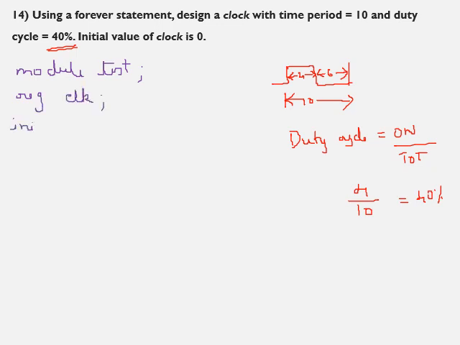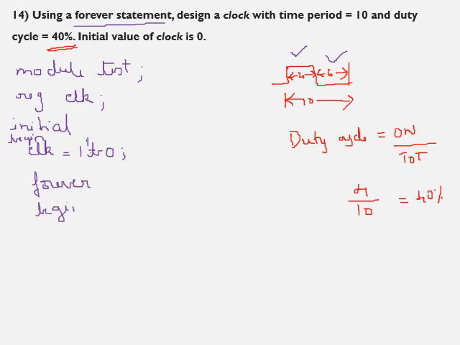Now initial. Inside the initial block, I will initialize. Okay, begin. I will initialize 1'b0, clock to 0. Okay. Now I need to have a forever statement. Forever. So now since I need two different values for the on period and the off period, I need more than one statement inside the forever block. So I am putting a begin and end.